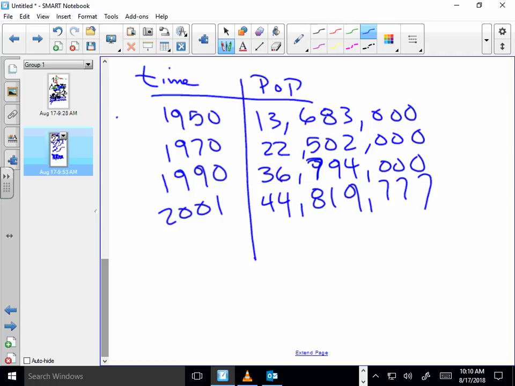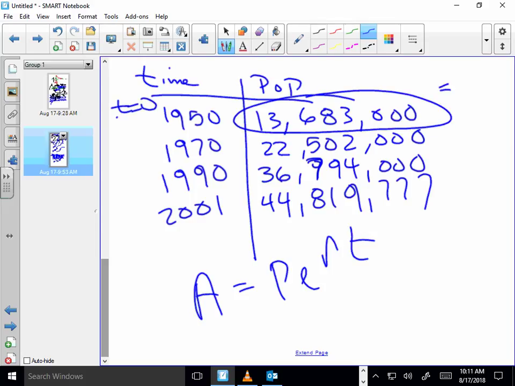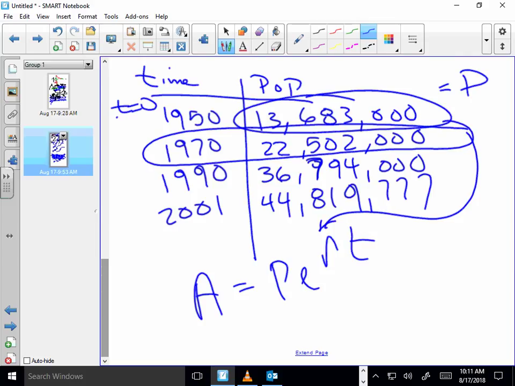Okay. And you don't need those other plots turned on, just plot 1. Okay, can we build it by hand? Well, if I make this T equals 0, isn't this number going to be my P in PERT? And then I just use another ordered pair to help me find my R.